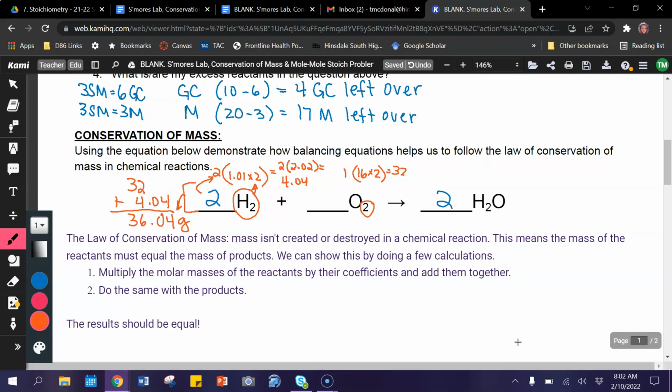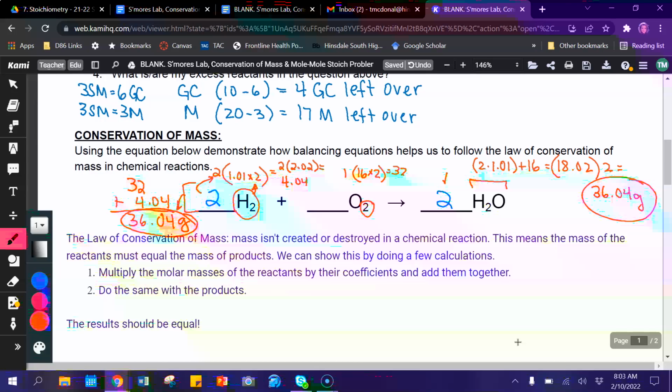Now let's look at our products. 1 mole of water is equal to 2 times 1.01, so that's 2 hydrogens plus 16, and that's equal to 18.02. But don't forget, we have a coefficient of 2 here, so we have to multiply 18.02 times 2, and when we do, we get 36.04 grams, and the mass of our products equals the mass of our reactants, and therefore, with our balanced equation, the law of conservation of mass is obeyed.